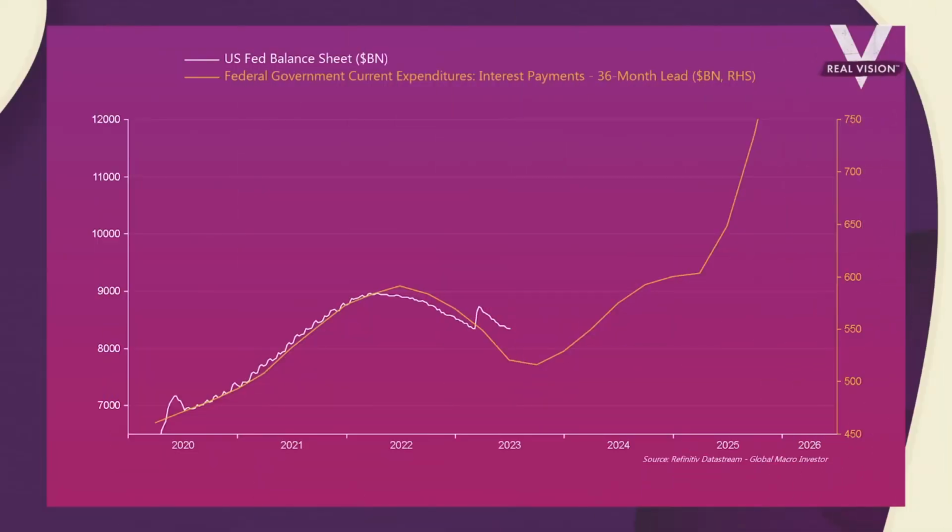So what is this balance sheet expansion all about? This chart is a chart I've not seen anywhere else. And that is the chart of the balance sheet, which is in white, versus in gold, it's the interest payments on the debt and is lagged by 36 months or leads it by 36 months. What it's telling you is that for some reason, all interest payments from 36 months ago are being paid for by debasement, i.e. they basically put them on the Fed balance sheet in quantitative easing. So what is this all about?